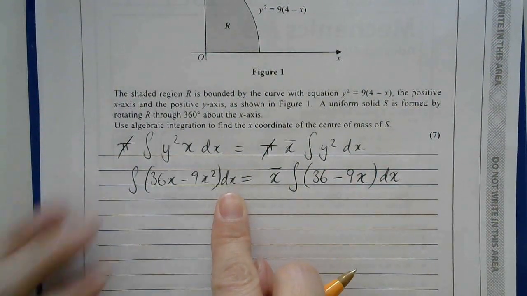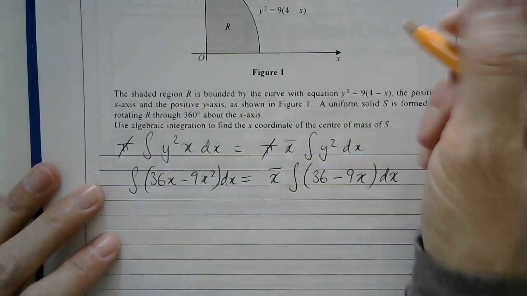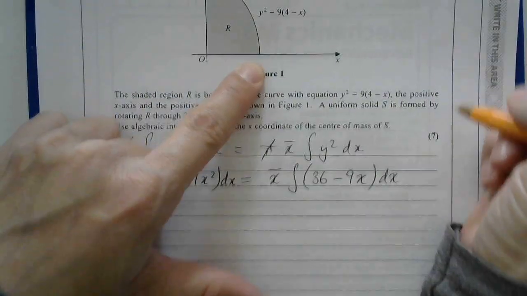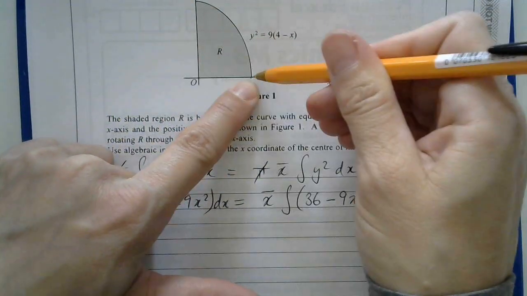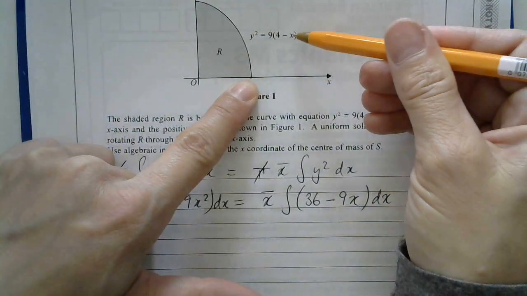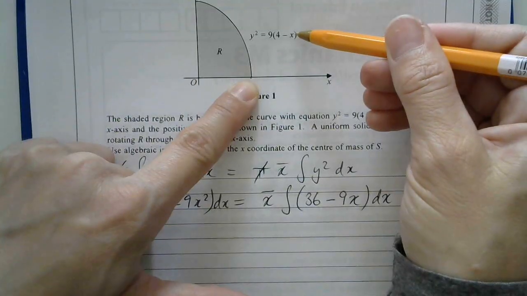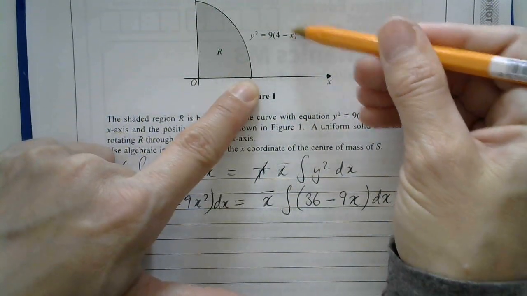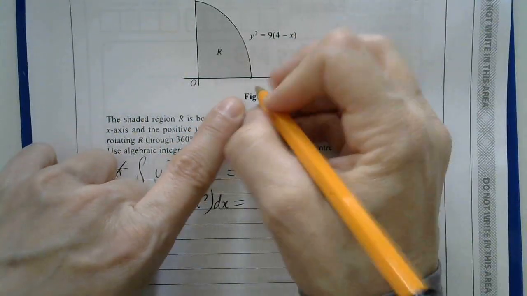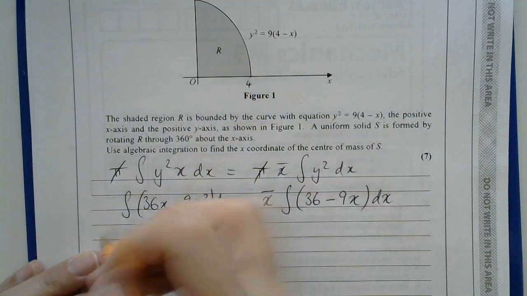Now I need to know the limits, and it goes from here to here, so I need to figure out this value here. At this point y is 0, so for y to be 0 I can see that this bracket would need to give me 0, and I would need to put a 4 in here, so I would end up with 4 minus 4. So this value here is 4, and now I've got my limits of x from 0 to 4.